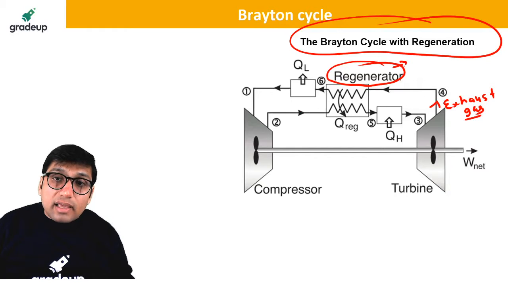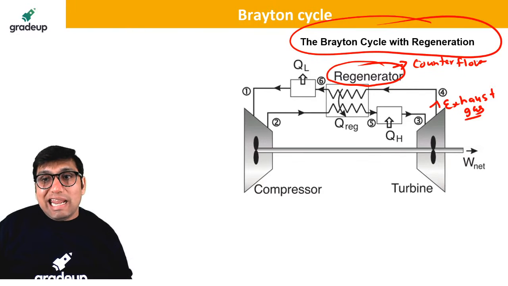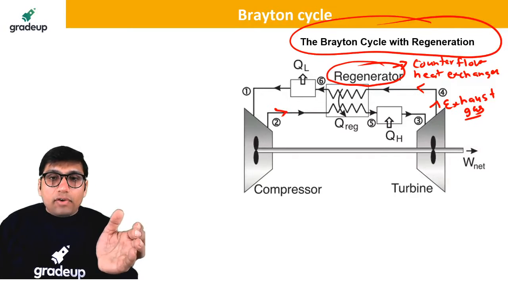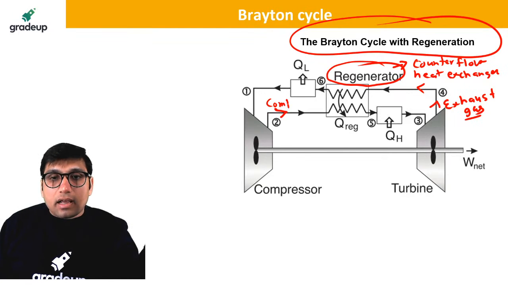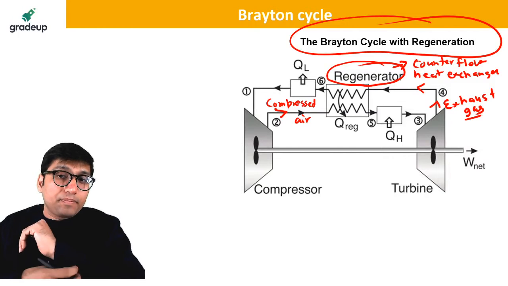Now the regenerator in a Brayton cycle is a counter flow heat exchanger, in which the hot fluid comes from one side and the cold fluid which has to be heated comes from the other side. What is the cold fluid? It is the compressed air from the compressor, which generally goes into the combustion chamber.